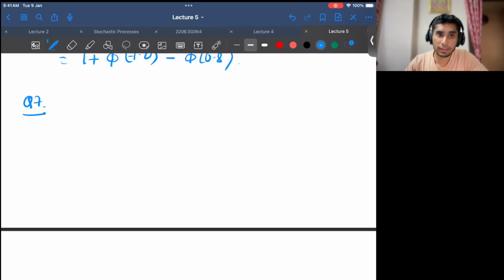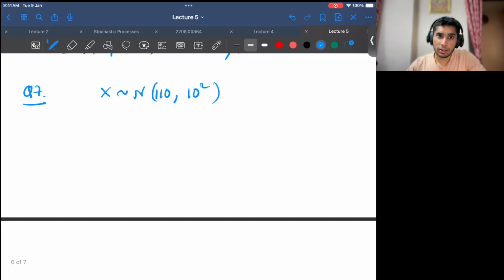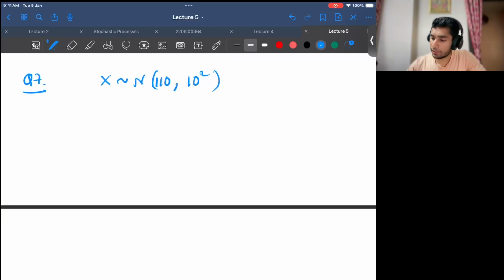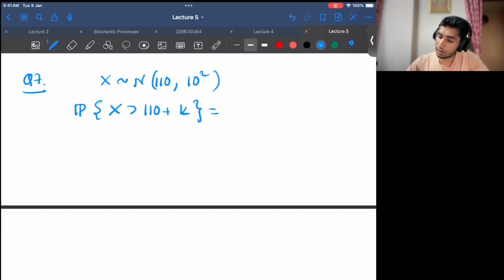It is given that you have a group of students, and the IQ level of the students is normally distributed. Let's call that random variable, the IQ of a student, X, normally distributed with mean 110 and standard deviation of 10. You randomly select some students. It is given that the probability that the IQ of a randomly selected student X is greater than 110 plus k is equal to 0.05. What is the value of k?